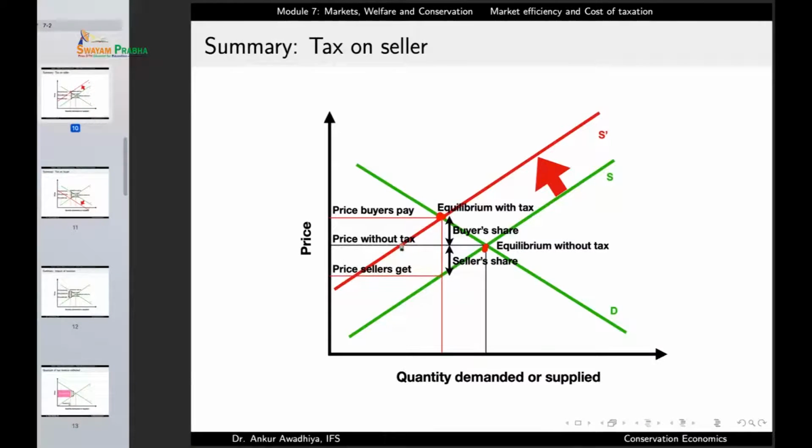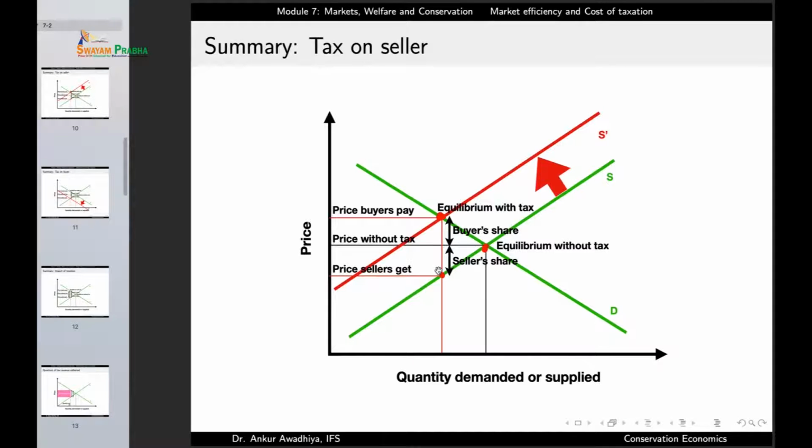Now, earlier this was the price without the tax, the price that the buyers were paying and the price that the sellers were getting. But now, when we have shifted it to the left, the buyers are paying this price and the sellers are getting the price that is given by this vertical line intersecting with the supply curve. So this is the price that the sellers are getting, and the difference between the price that the buyers are paying and the price that the sellers are getting is the amount of taxation that has been imposed by the government. So when the government says that 50 paise will be imposed on each sale of the pen, then this is 50 paise.